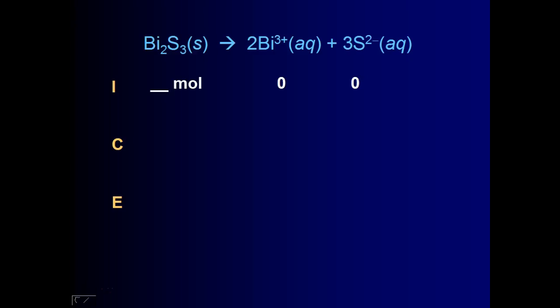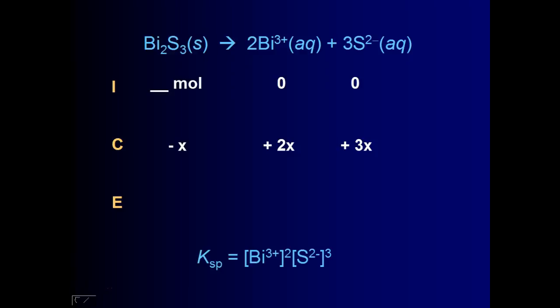Fancy schmancy. So initially you don't have any of the two ions. You just have a certain amount of solid that you've added. Because you don't have any of the two ions, the amount of your bismuth sulfide has to decrease, and the amounts of your bismuth ion and your sulfide ion have to increase. They increase proportionally based on their stoichiometric ratios from the balanced equation.